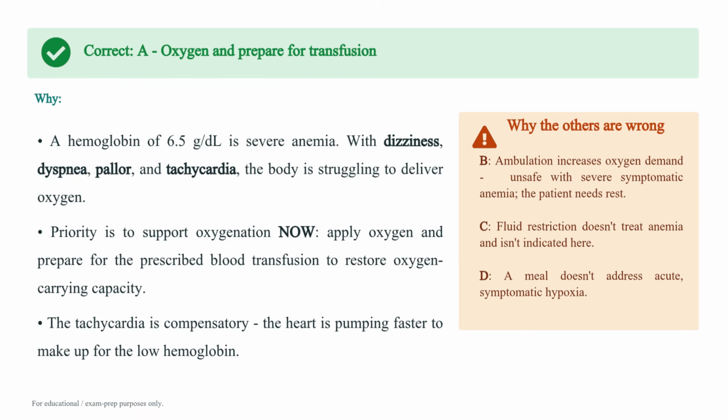The fast heart rate is compensatory, the heart pumping faster to make up for the low hemoglobin. Ambulation increases oxygen demand and is unsafe here. The patient needs rest. Fluid restriction doesn't treat anemia, and a meal doesn't address acute symptomatic hypoxia.